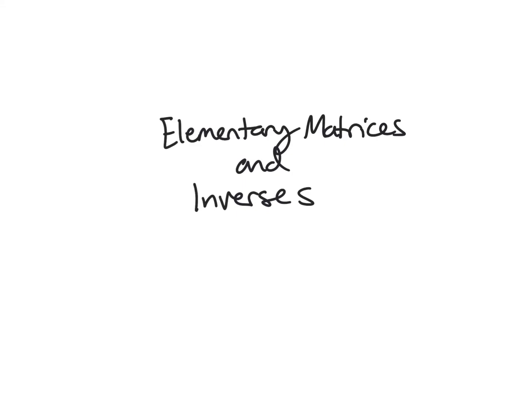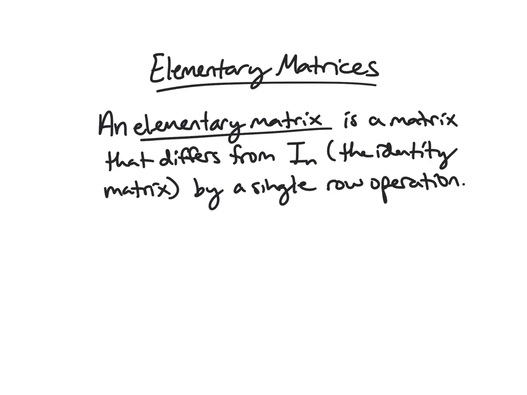Hello everyone. In this video we are going to talk about elementary matrices and inverses. So we're going to start by talking about elementary matrices. An elementary matrix is a matrix that differs from the identity by exactly one row operation. And it turns out that multiplying by them actually performs row operations on matrices. But we'll get to that shortly. So first, what do we mean?